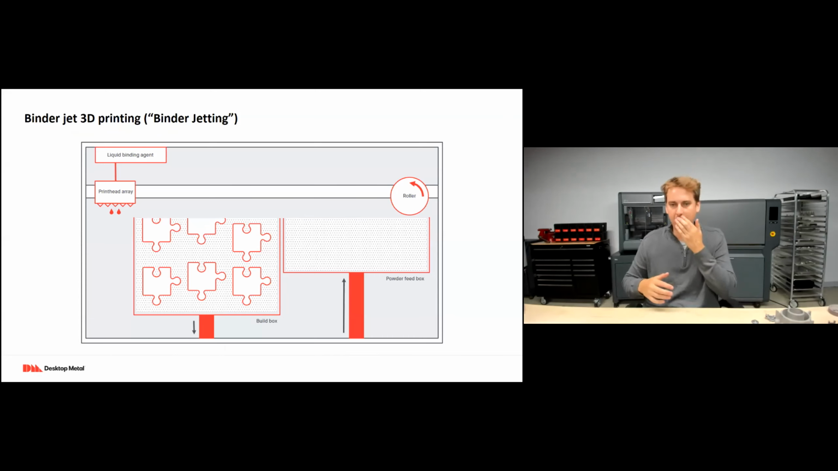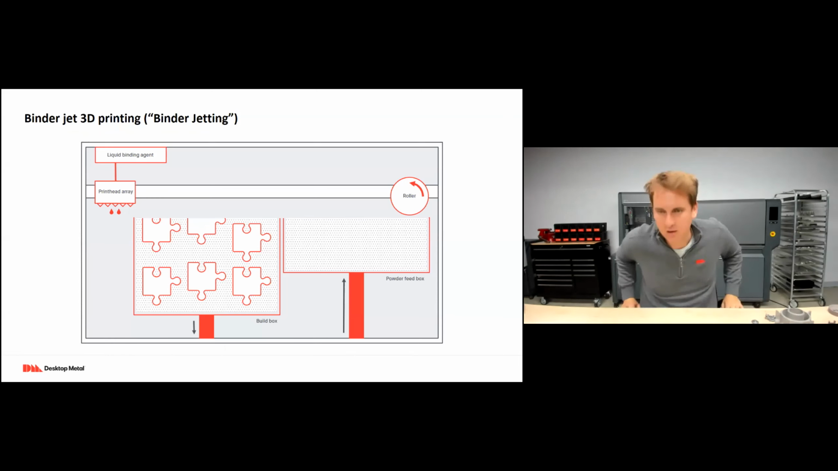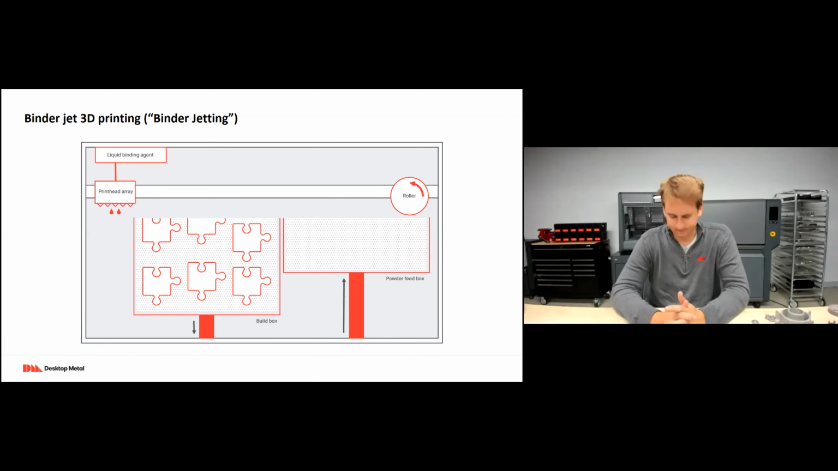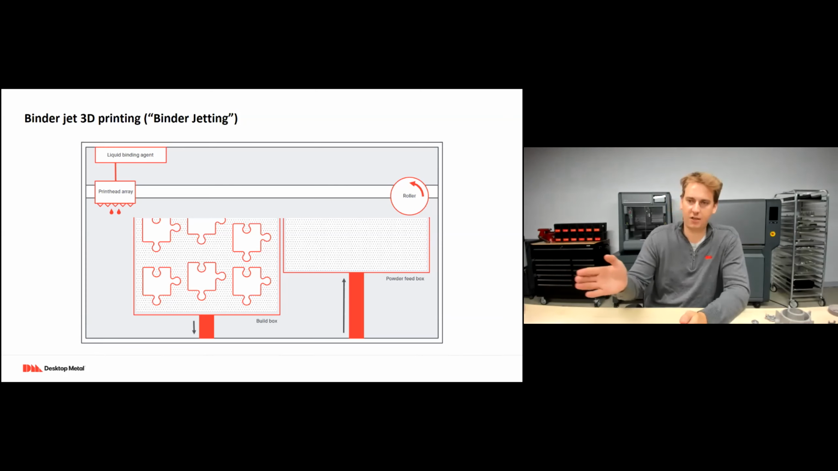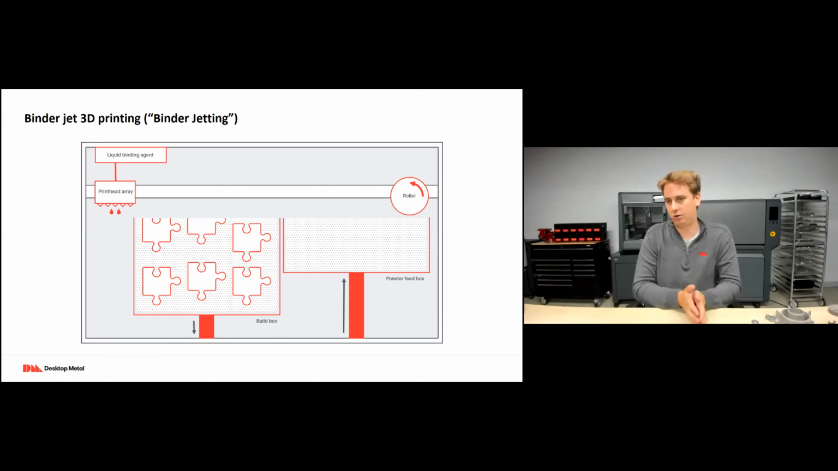So a little bit about how binder jetting works. Binder jetting is a powdered metal process. I should mention that. So you start with a loose powder on the right in the build box. You're going to spread just a thin layer of that powder across the build box, about 50 microns thick, to create your layer of powders. Think of it similar to a sheet of paper.